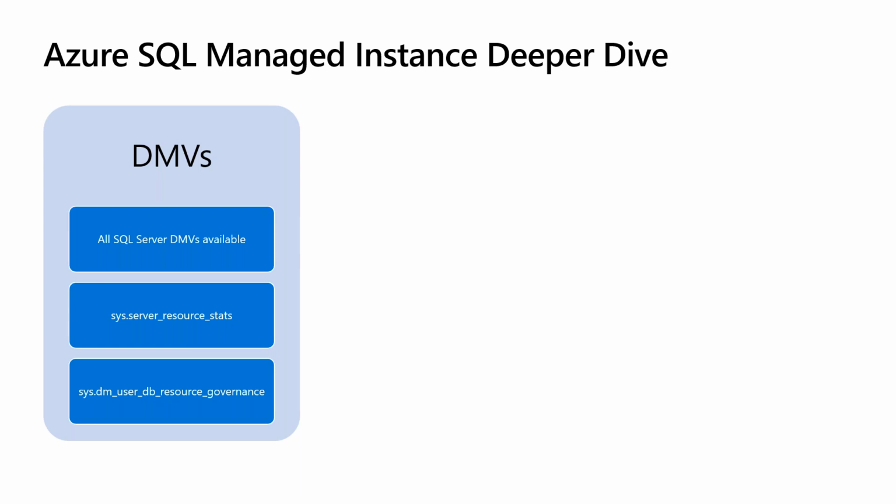What are all the different things I might want to concern myself about? And there's a DMV called DM User DB Resource Governance you can look at as well. And that'll show you, from a T-SQL point of view, what are some of the things that I picked in the portal and what implicitly might I be limited on based on those choices.